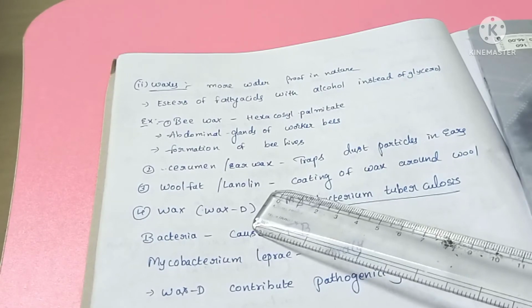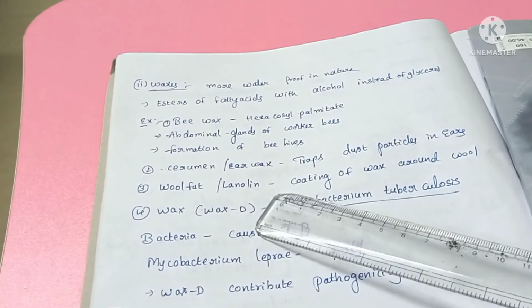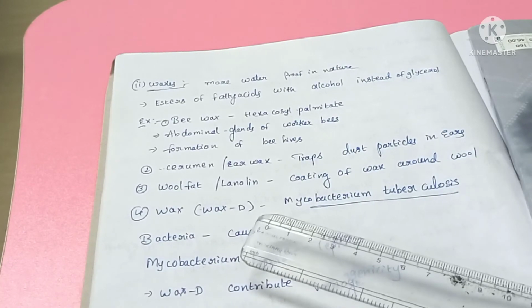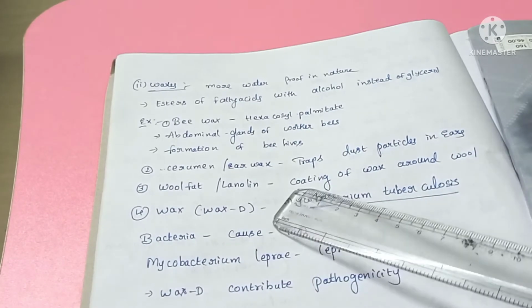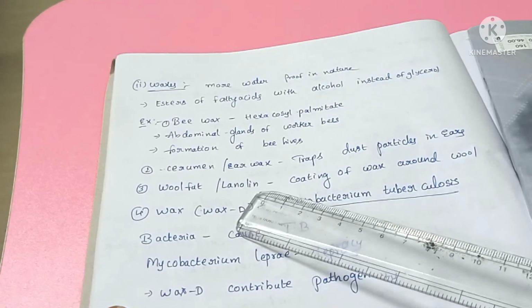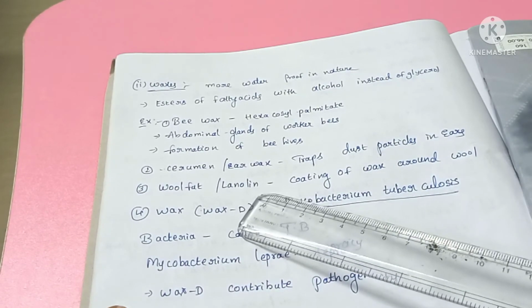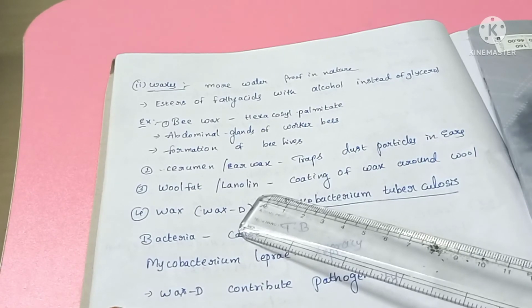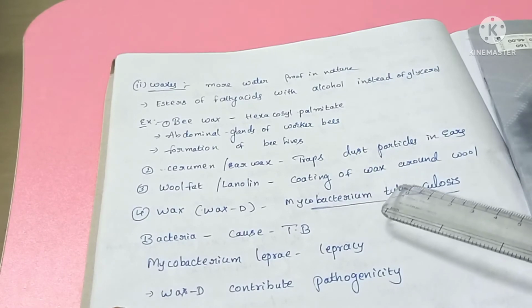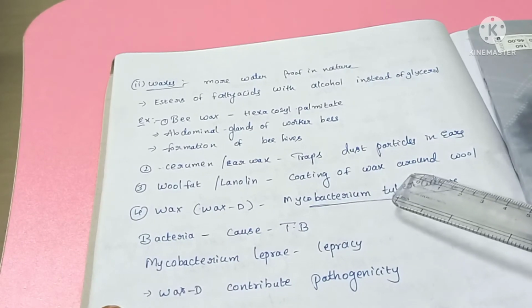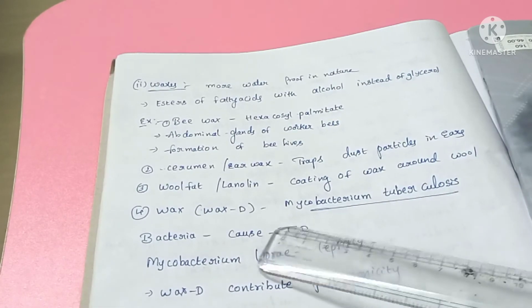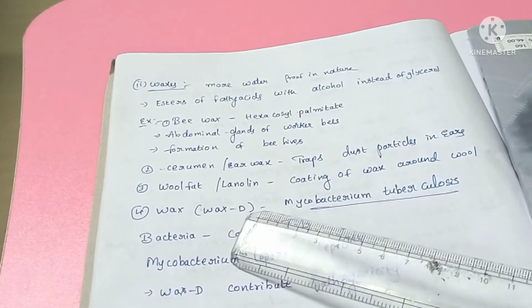And the third example is wool fat. We know that sheep produce wool. It is also called lanolin, wool fat. The fat produced around the wool is called wool fat or lanolin. What is its function? It is the coating of wax around the wool to prevent water, to make it waterproof. And the next one is Waxidi.